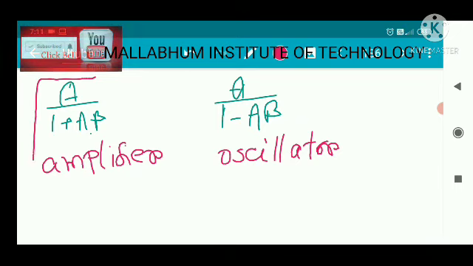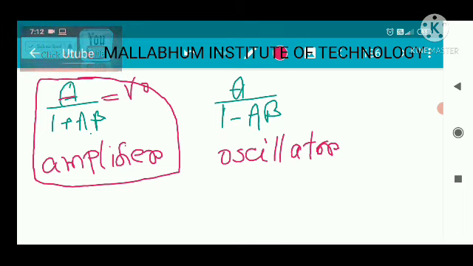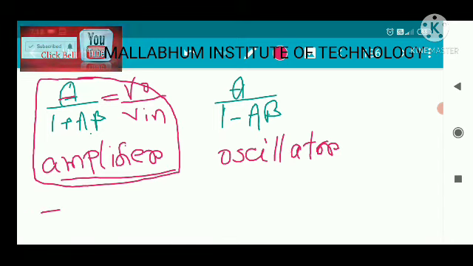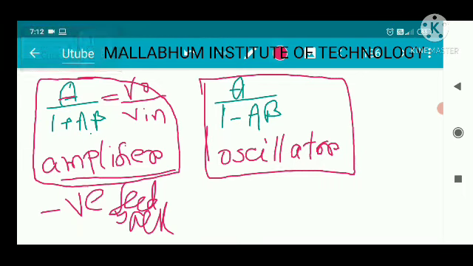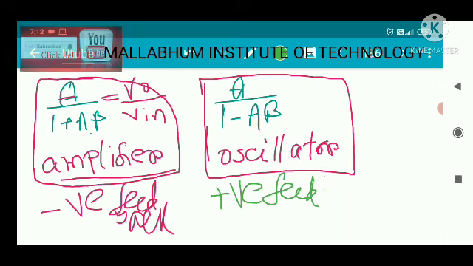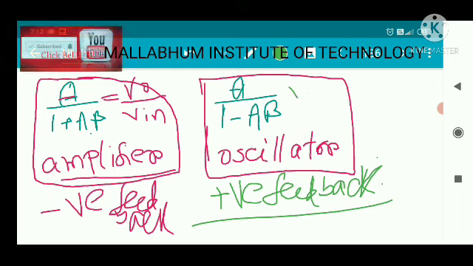Next, these are the two equations that we derived in the previous class. The amplifier equation, V0 by Vin, that means gain, is equal to A divided by 1 plus A beta, and that is the equation for negative feedback. And next we discussed this equation, the oscillator equation. The oscillator equation is also called positive feedback, because the application of positive feedback is the oscillator. And we have also derived this equation.